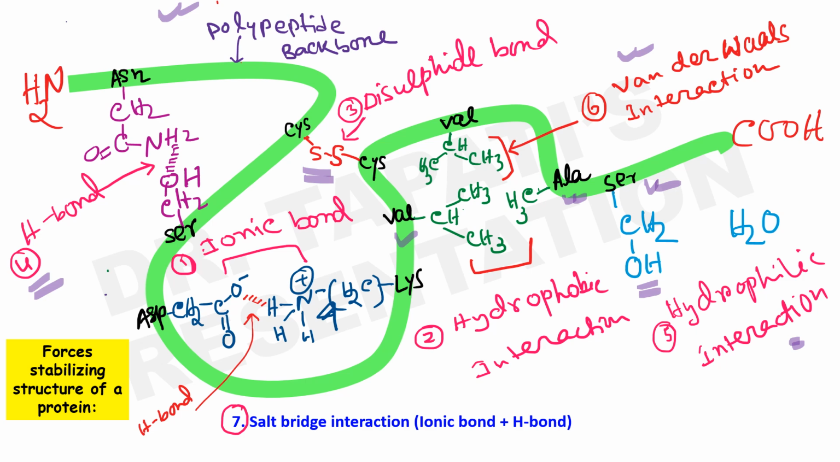So these are overall six interactions, and the seventh interaction is salt bridge interaction. Salt bridge interaction means ionic bond as well as hydrogen bond. So in between aspartic acid and lysine, ionic bond is present as well as hydrogen bond is present together. So it is showing you the salt bridge interaction. So a total of 7 interactions are possible in tertiary structure, and similarly in quaternary structure also. A total of 7 types of interaction are possible.